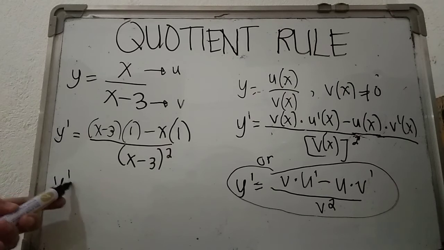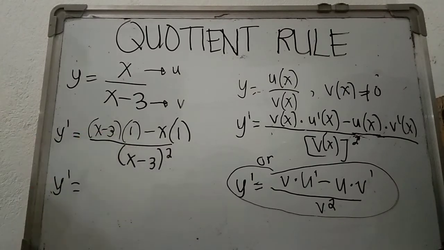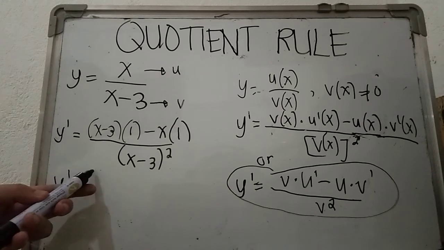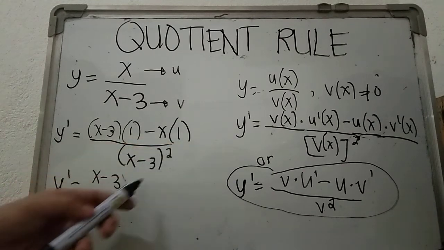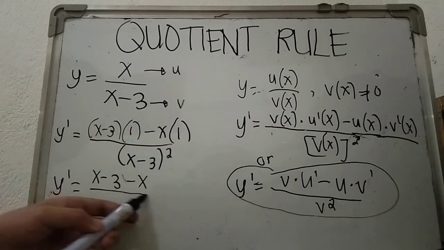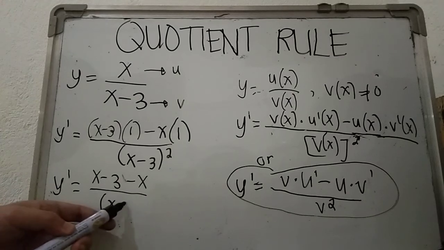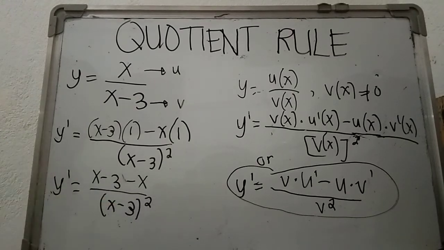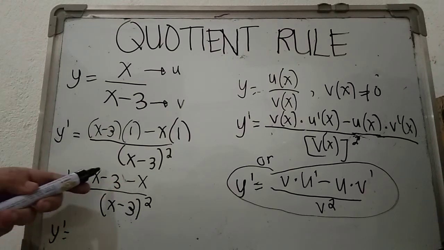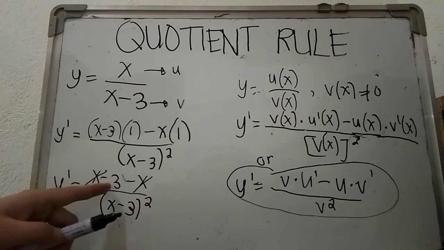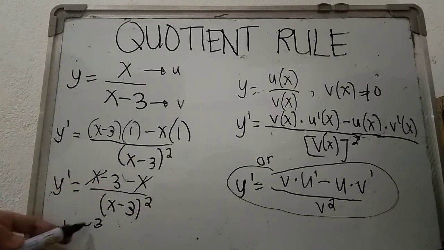Simplifying, we have here y prime is equal to x minus 3 times 1. Any function multiplied by 1 is the function, so just copy x minus 3. And then negative x times 1, that's negative x. Over, copy, we have here x minus 3 squared. Now, simplifying our numerator, we have x minus 3 minus x. So what is x minus x? That is 0. What's left? Negative 3. Over, just copy x minus 3 squared.